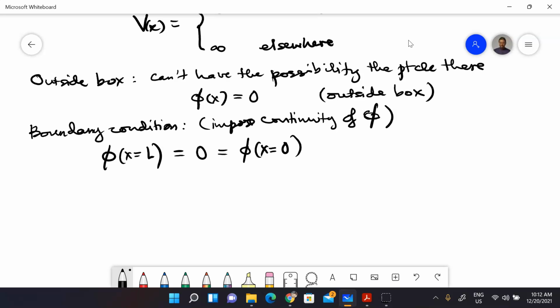Okay, so the only way that we can solve this, and remember, inside the box your potential is 0, so in other words, inside the box, maybe I should just write this thing down. Inside the box, you're supposed to have sinusoidal functions or plane waves.